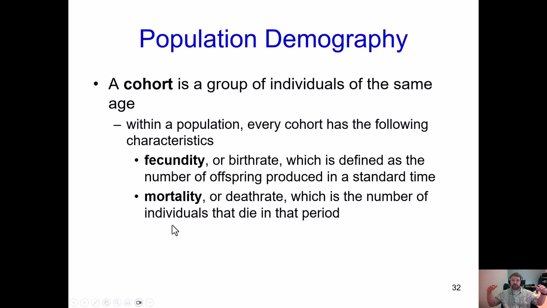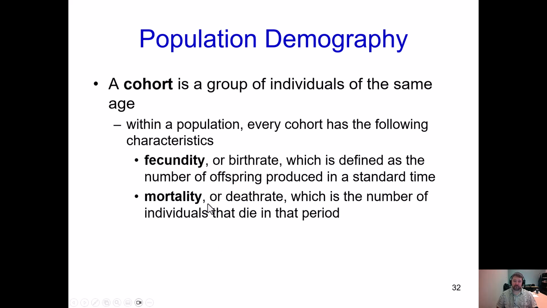So if you're a male and you're searching for females, and in order to entice a female to mate with you, you have bright colors and things like that, that increases your mortality. Okay, that increases your death rate. But at the same time, your fecundity, or birth rate, or how many offspring you're going to produce, increases.